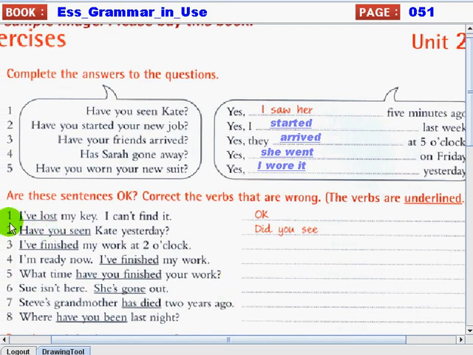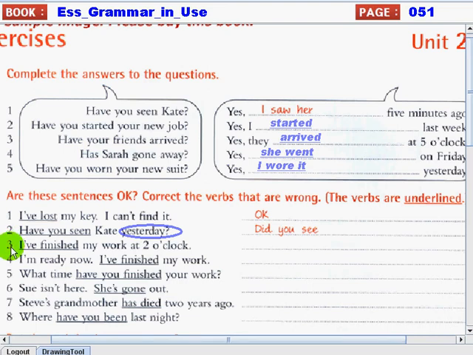I've lost my key. I can't find it. This one is correct, right? This is an okay sentence. I have lost my key. Next, have you seen Kate yesterday? It should be, did you see Kate yesterday? Yeah, because we're sure that the action happened in the past because of the word yesterday. It indicated that the person is asking for the previous day. Alright? The person is asking if the other person saw Kate yesterday. It was yesterday, right?